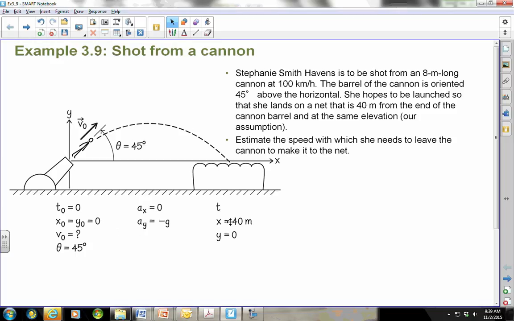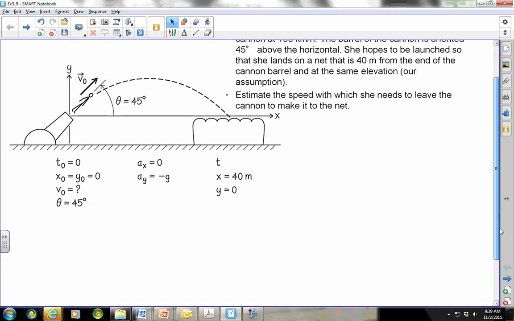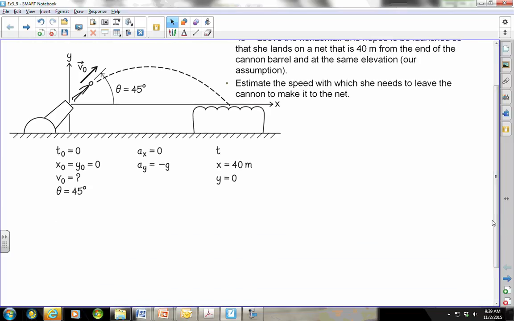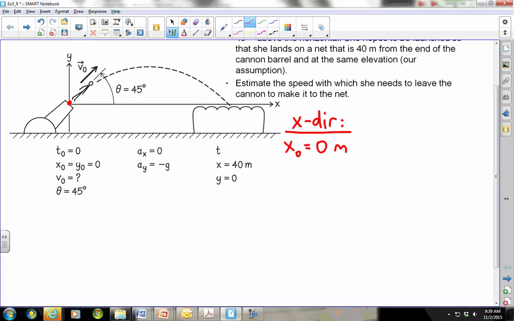I'm going to add to their givens a little bit. I'd rather split them into the x and y direction. So I'm going to rewrite the givens for this human cannonball problem. When I write them separately, I'm going to have the x direction. This spot here is x0, and that's going to be 0. And we know that the net is 40 meters from there horizontally, so at time t, x is 40 meters.